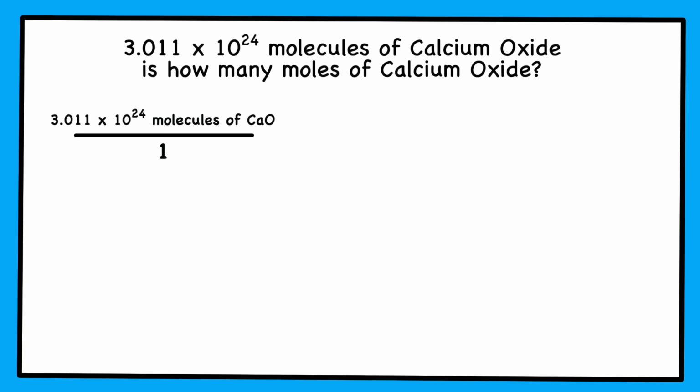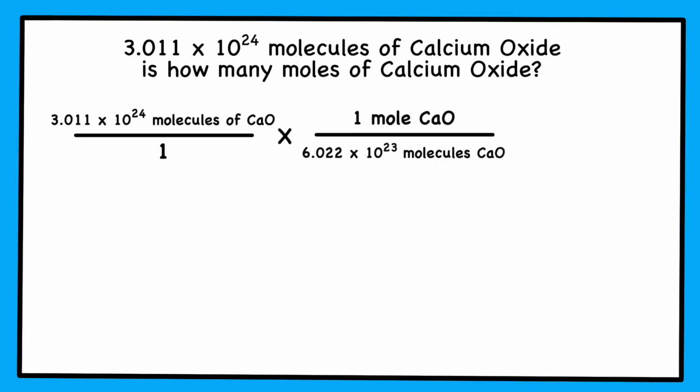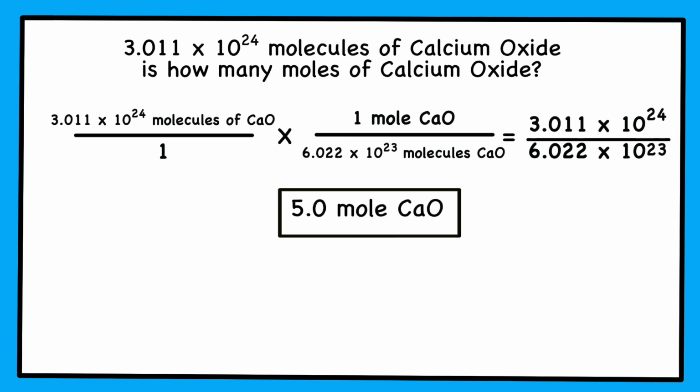And then we are going to multiply it by 1 mole of calcium oxide over 6.022 times 10 to the 23rd molecules of calcium oxide. Again, this results in a division problem of 3.011 times 10 to the 24th over 6.022 times 10 to the 23rd, which results in 5 moles of calcium oxide.